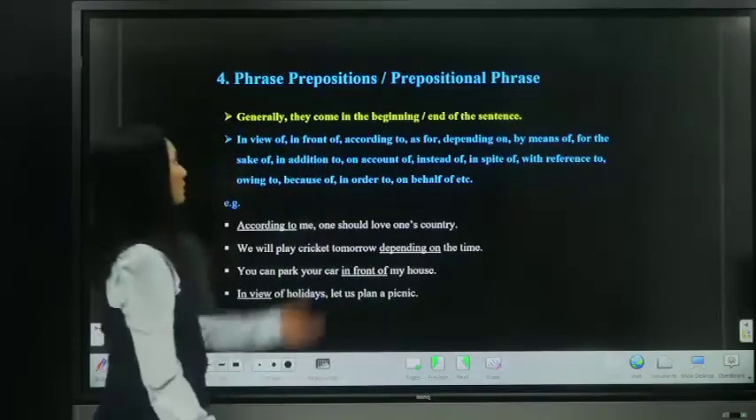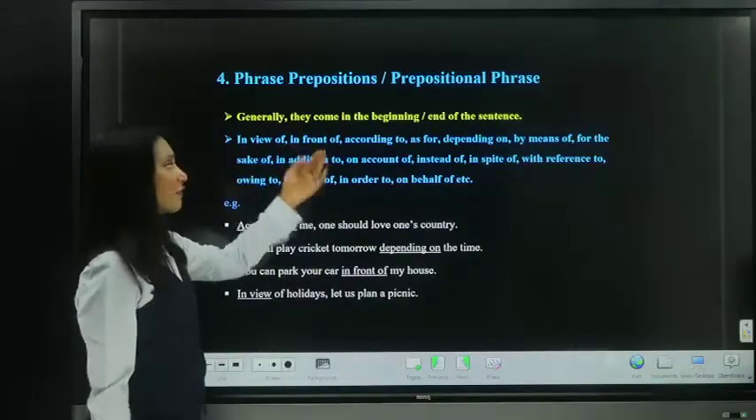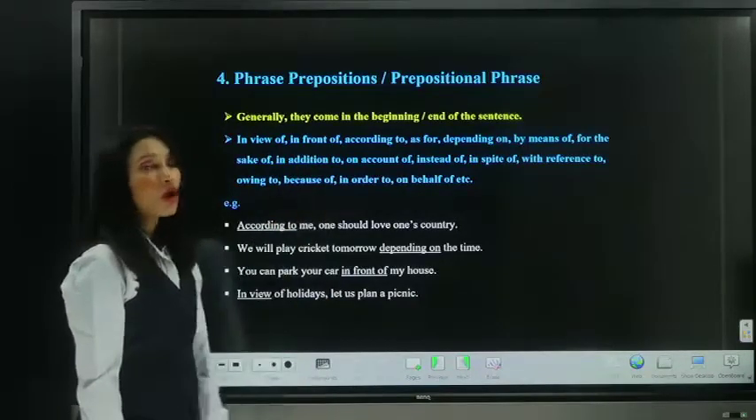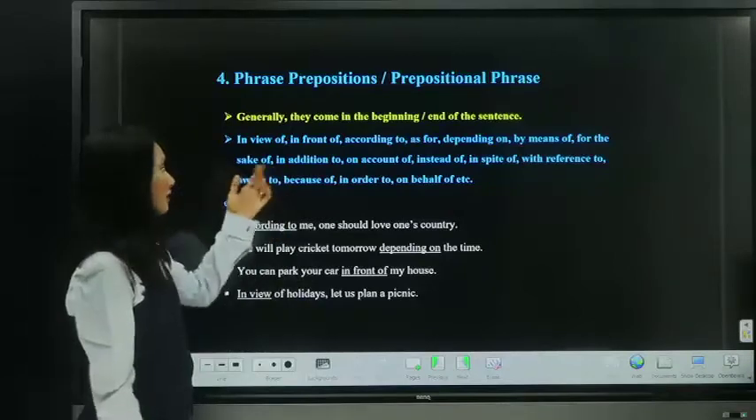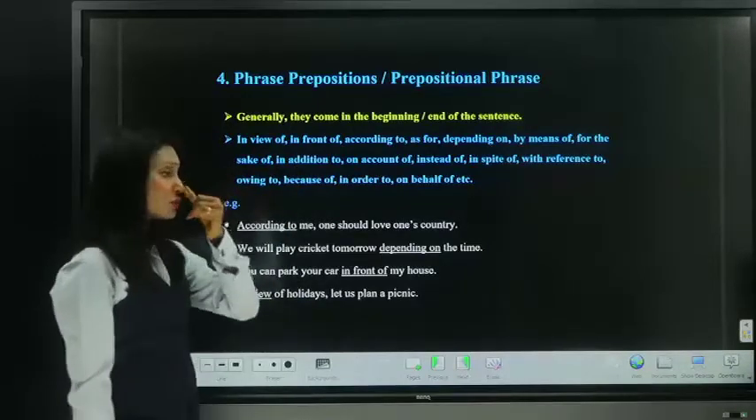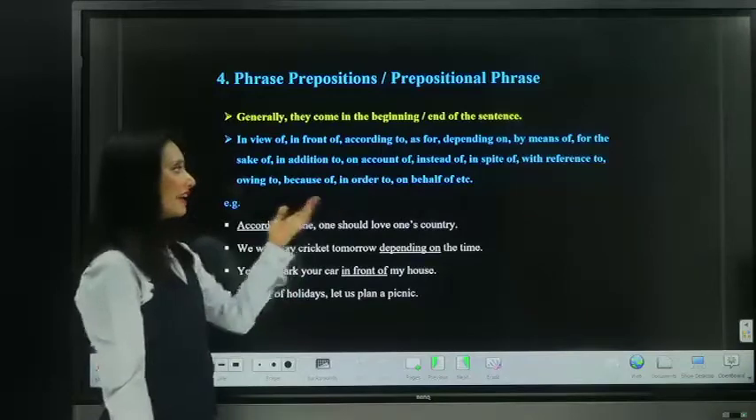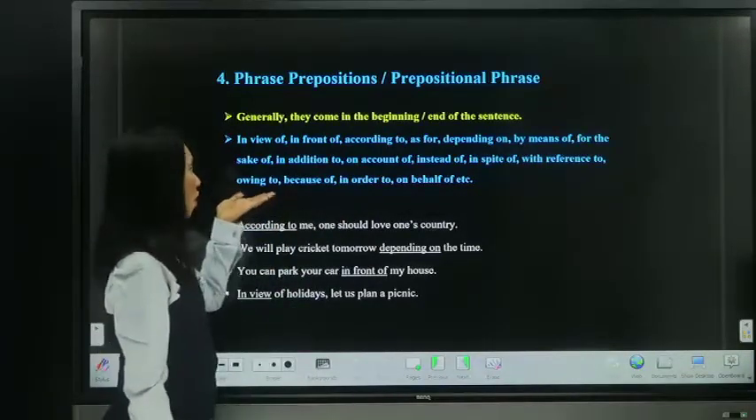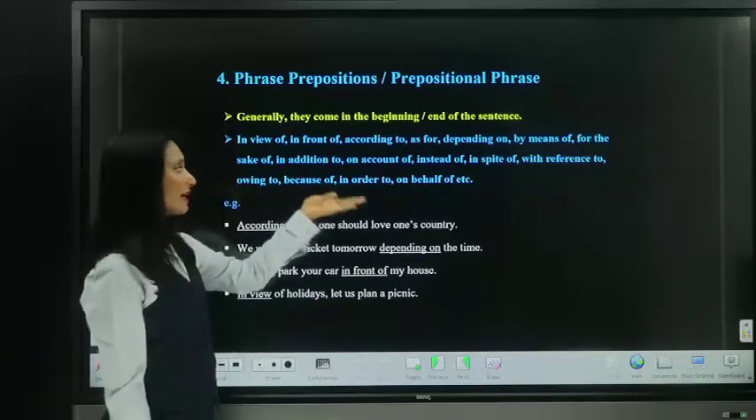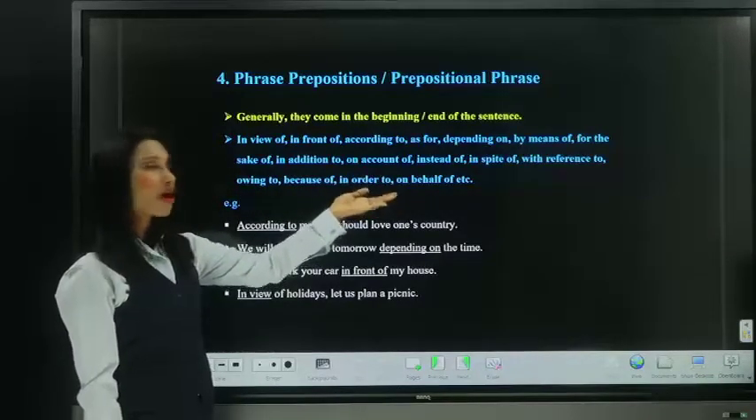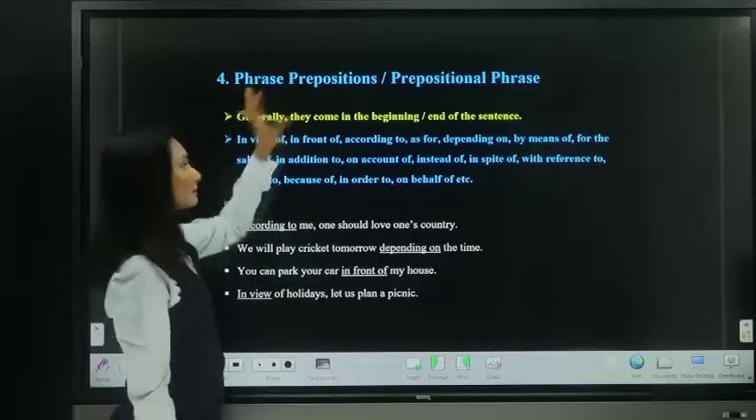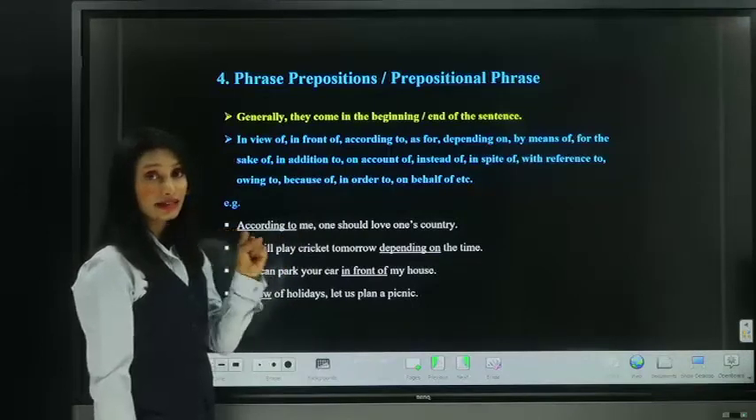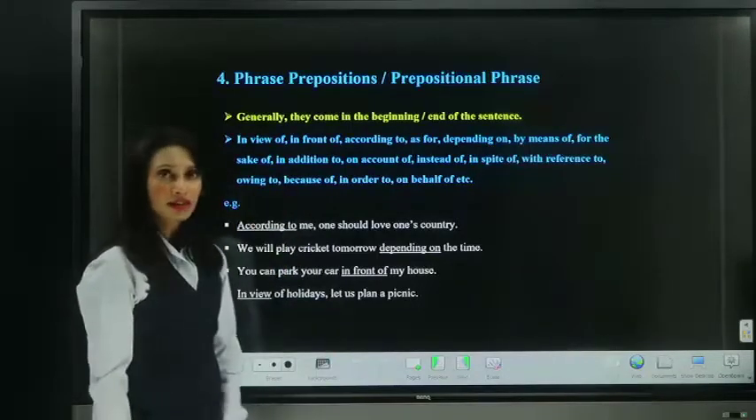For example, in view of, in front of, according to, as for, depending on, by means of, for the sake of, in addition to, on account of, instead of, in spite of, with reference to, owing to, because of, in order to, on behalf of, etc. are phrasal prepositions. So a group of words that act as a single preposition is called a phrasal preposition.